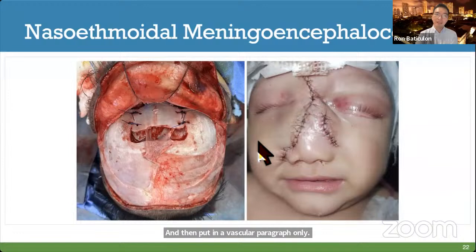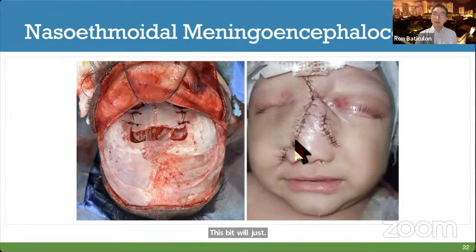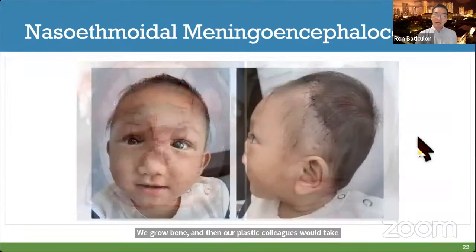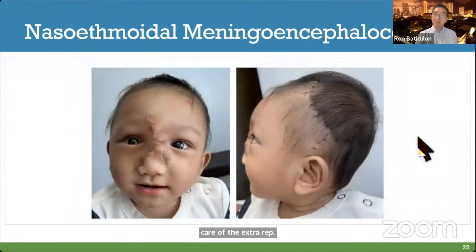We don't usually put metal implants. We usually just use PDS 2-0 sutures. And because he's an infant, this bit will just regrow bone. Then our plastic surgery colleagues would take care of the extracranial repair. I'll go through the individual steps later. I'll have a bit more photos.